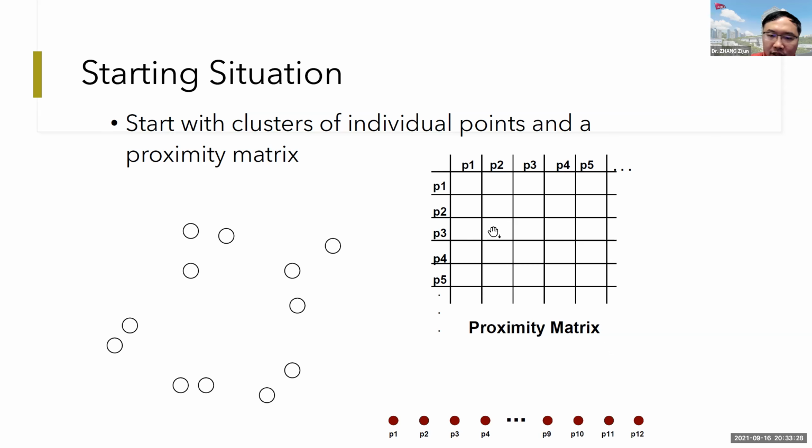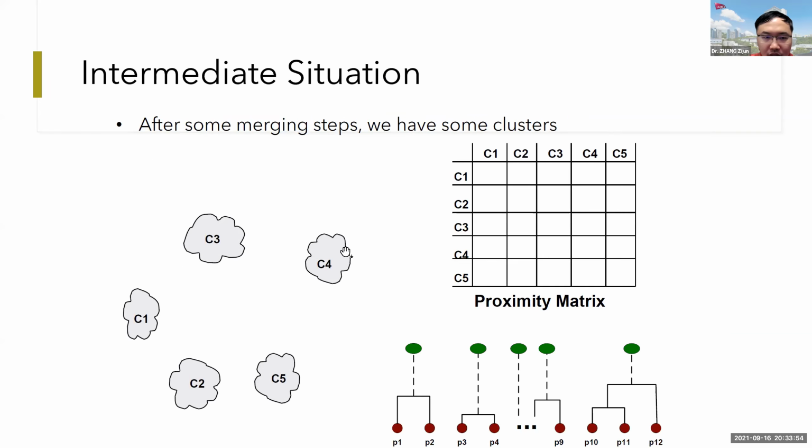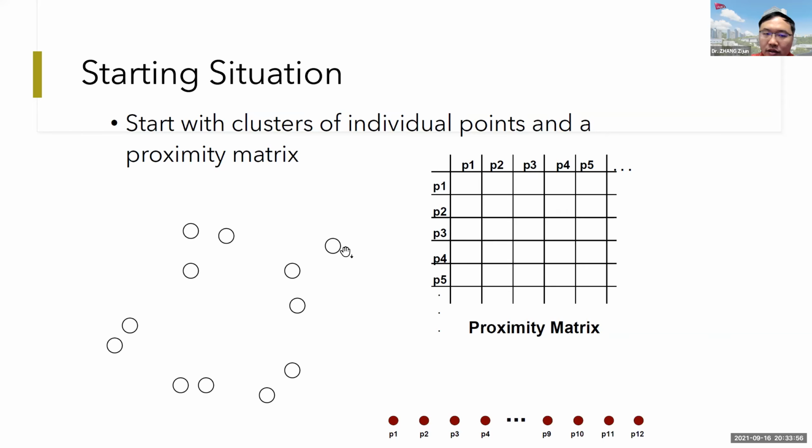So the proximity matrix is the distance. For example, P1 to P1 is always 0, and then P1 to P2, and the distance between P1 and P3. You do a computation, and you can use Euclidean distance to do it. So the starting situation is very simple, because you are dealing with individual data points.